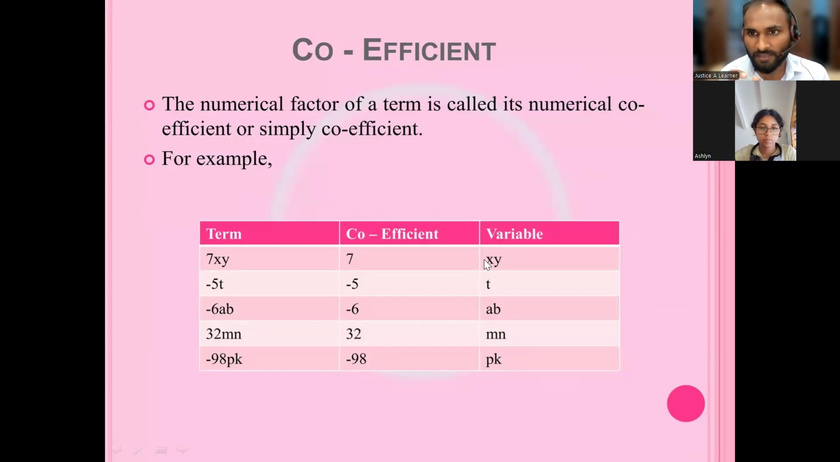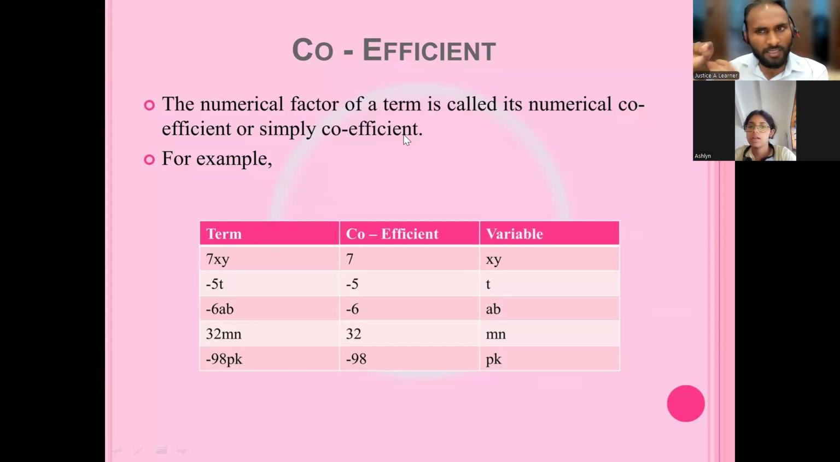You may take this definitions screenshot because here you were confused a little bit. So this is a very important thing: numerical, or we can call it constant value. The numerical factor of a term is called its numerical coefficient or simply coefficient. So this is not like you were saying earlier, literal coefficient or numerical coefficient. In an algebraic expression, there is only one coefficient value possible, that is constant. I hope you understand this.